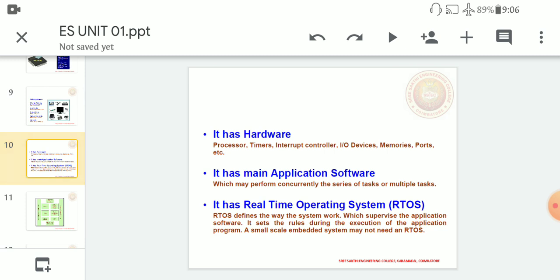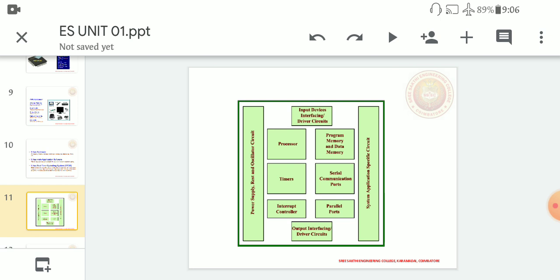So what are the functions of hardware, software, and real-time applications? This is the diagram which illustrates how the components are arranged in an embedded system. First we have a power supply and then a processor, a timer, an interrupt controller, program memory, communication port, and parallel port. At the top we have input devices and below we have output devices, and finally we have the system specific applications.